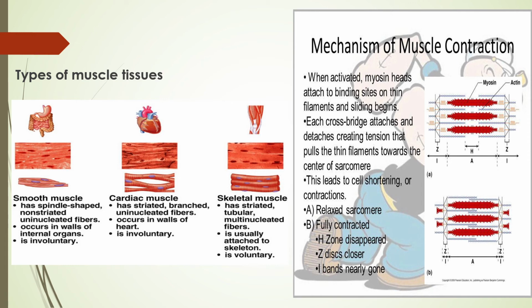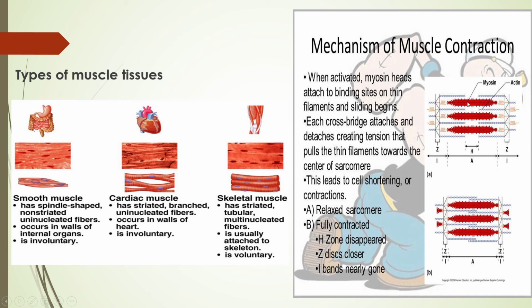Mechanism of muscle contraction. When activated, myosin heads attach to binding sites on thin filaments and sliding begins. Each cross bridge attaches and detaches, creating tension that pulls the thin filament towards the center of the sarcomere. This leads to cell shortening or contraction.